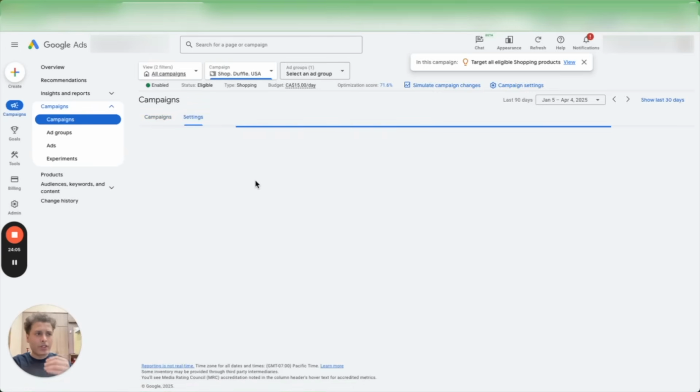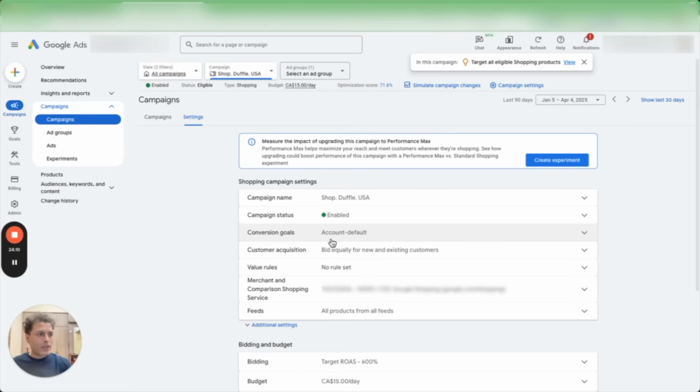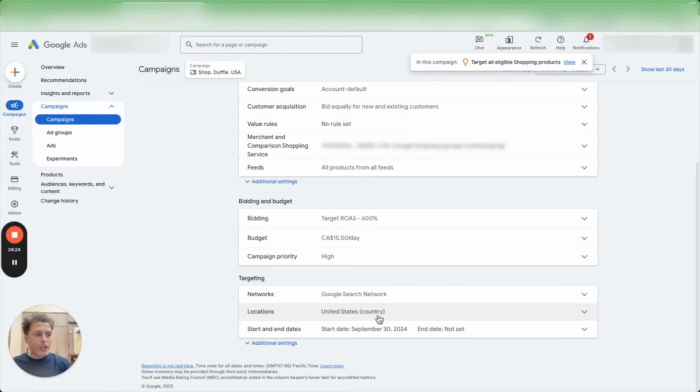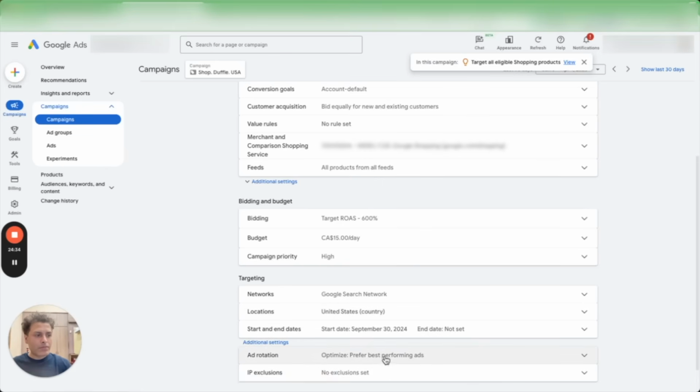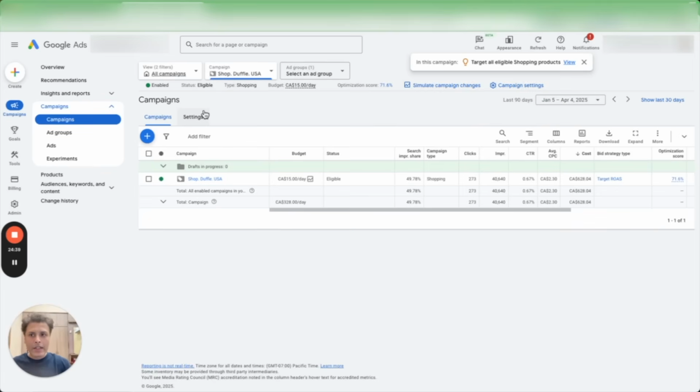If I just simply show you some settings for this campaign, it's basically the same for everyone. You'll see that the conversion goal was set to purchase, that's an account goal. And then country, United States. Campaign priority, we have set it to high. Target ROAS 600%. And then we're targeting United States. Those are primarily the settings that we set.